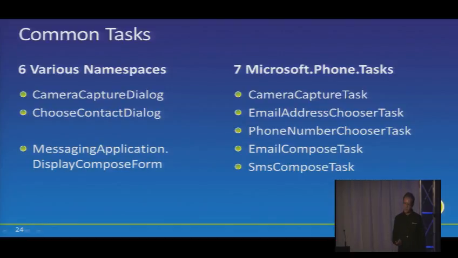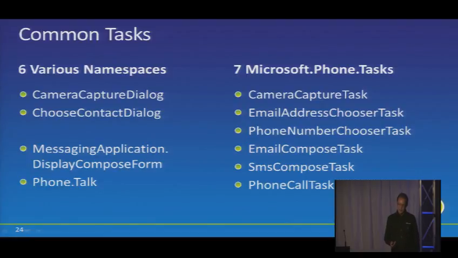Likewise, for the messaging application, before you had a display compose form method, which you could use to start creating an email, an MMS message, or an SMS message. On Windows Phone 7, you have two specific tasks: the email compose task and the SMS compose task. In the telephony namespace, you had a phone object which had a single method called talk. Again, this has now been moved to this task model, so you now have a phone call task.